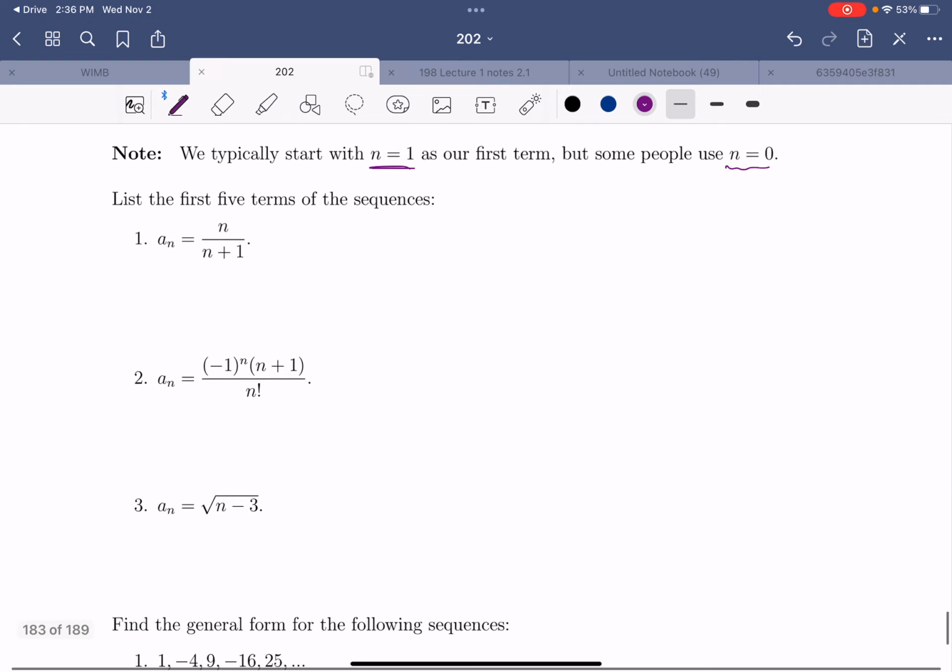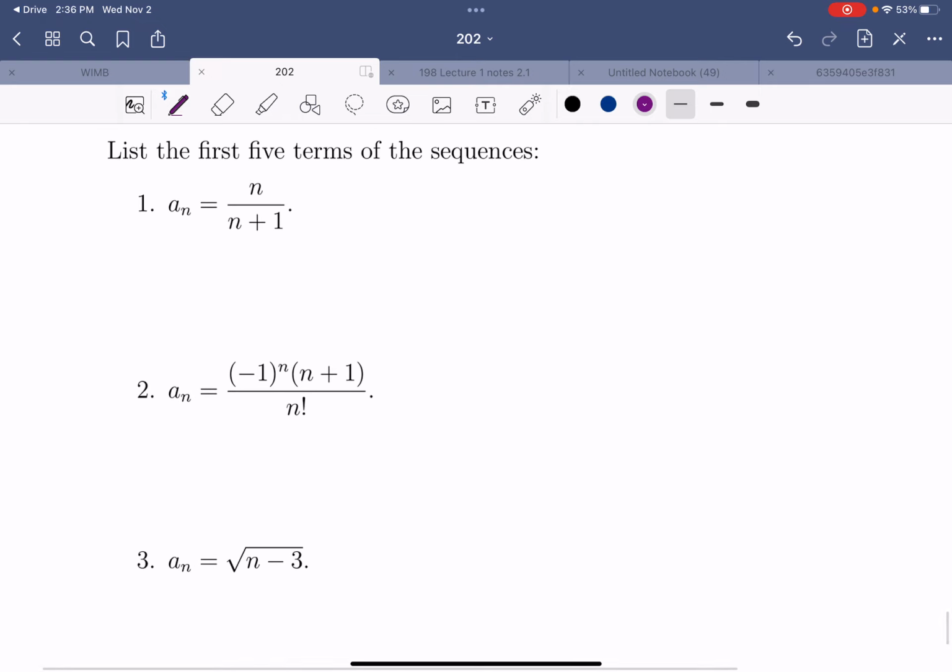So if we're going to write the first 5 terms of the sequence, all you're doing in order to find each term is to plug in n equals 1, then n equals 2, then n equals 3. So for this first one, a_n equals n over n plus 1. When you plug in 1, you get 1 over 1 plus 1, which is 1/2. When you plug in 2, you get 2 over 3, and then 3 over 4, and then you can start to see the pattern and move a little quicker, 4 over 5, and 5 over 6, right? And they go on forever in that way.